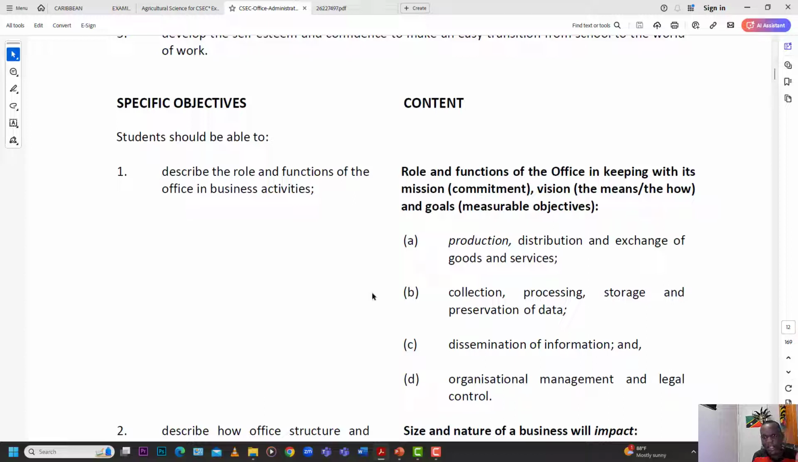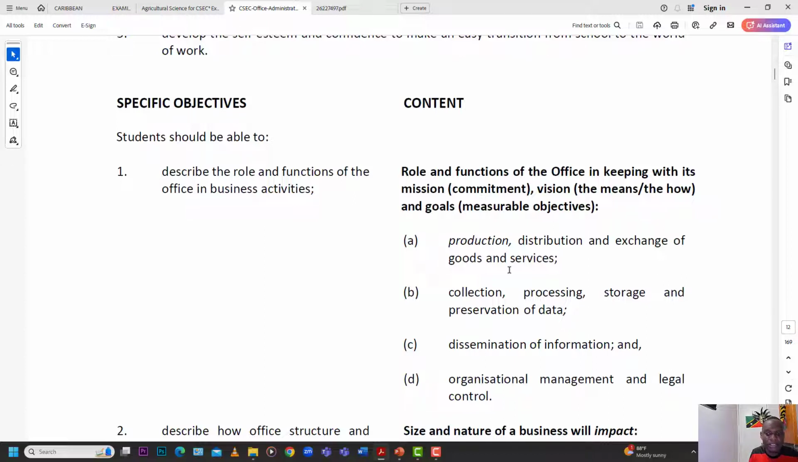Sometimes you go straight to the answers. Look at this, for example. Role and function of the office is in keeping with its mission, commitment, vision, the means, the how, the goals, measurable objectives, etc. Look at it right here. 1. Production, distribution, and exchange of goods and services. Function right there, right? Not textbook, anything. Function is right there. Collection, processing, storage, and preservation of data. Dissemination of information, and organizational management and legal control. So right there you have it.